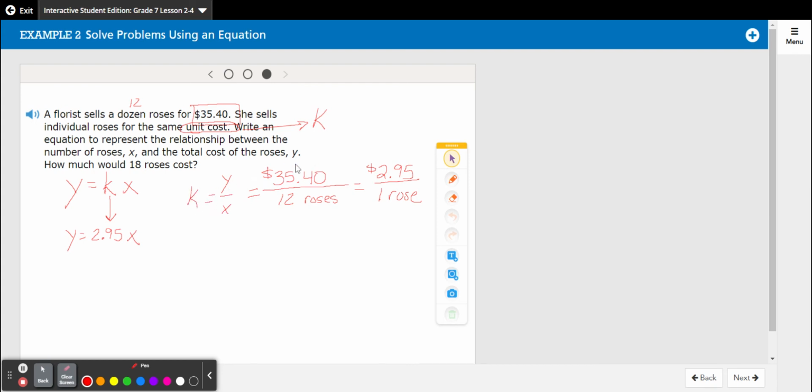So the Y is the cost, the X is roses. And that would make sense here, because we're going to take the number of roses, X, times $2.95. And that is what's going to help us solve this next part.